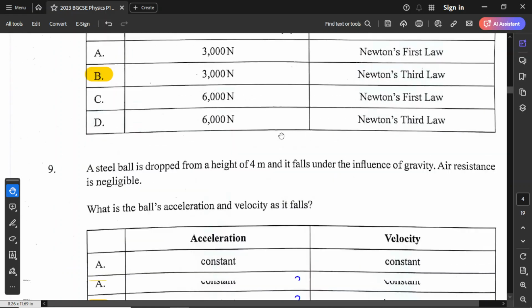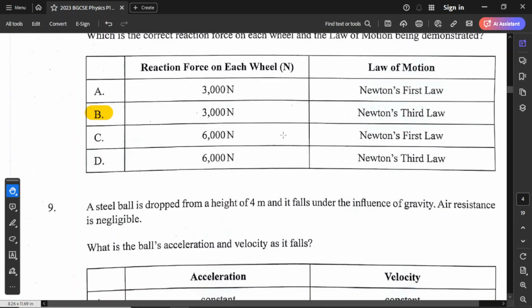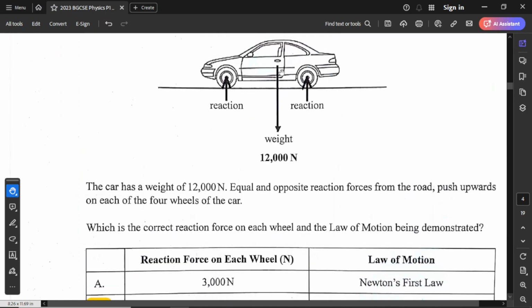All right, that's a simple way to state Newton's 3rd law. If you notice the weight, just go back a little bit, notice the weight is going down, and the reaction forces are going upwards. So the total upward forces are equal to the total downward force. And of course, again, as stated, they're in opposite directions.